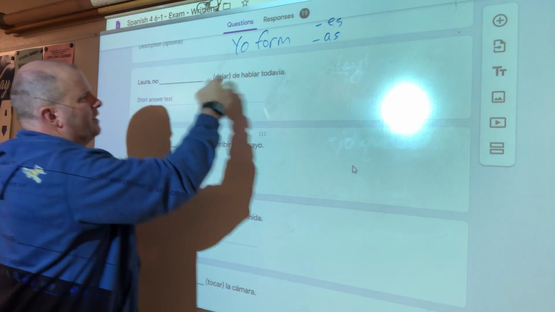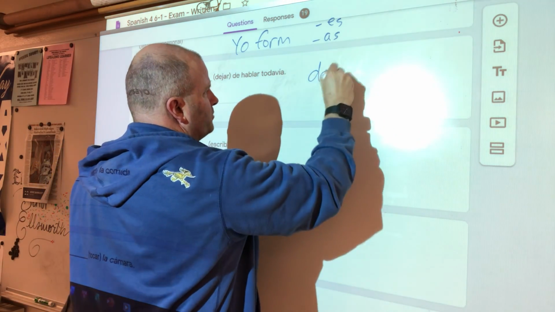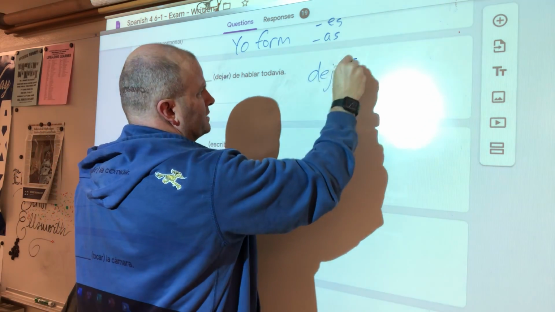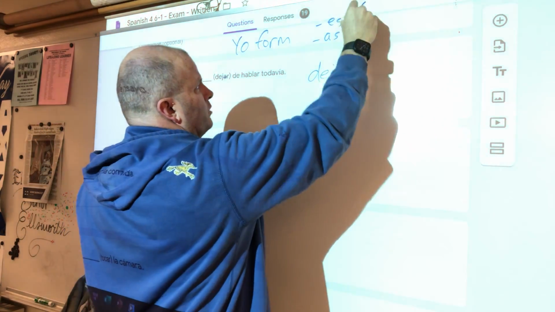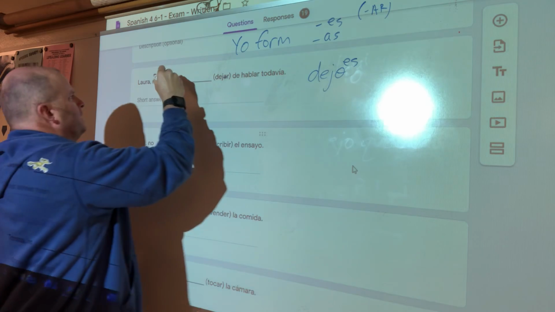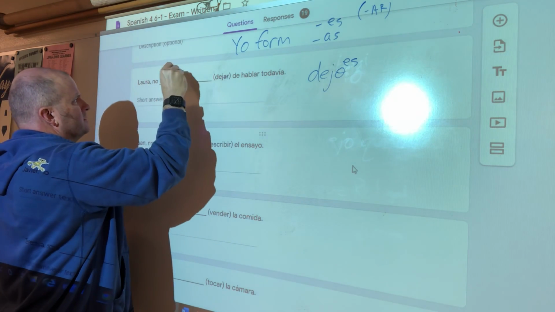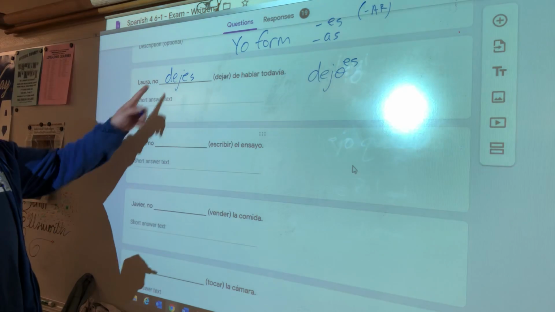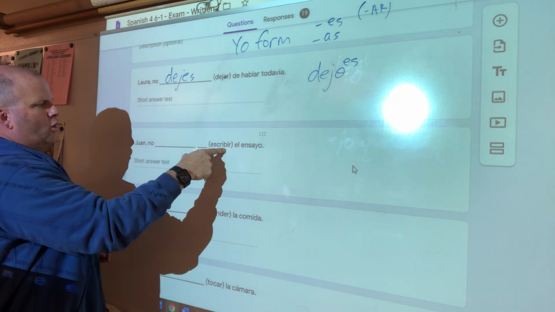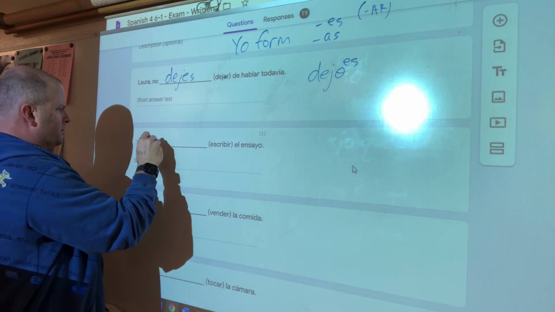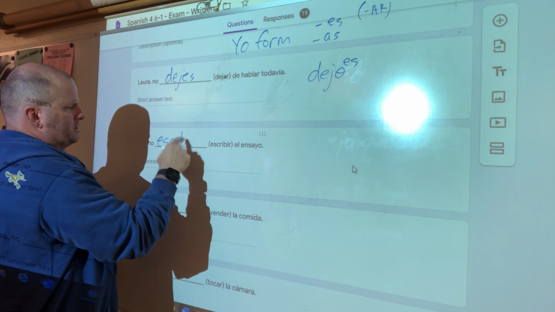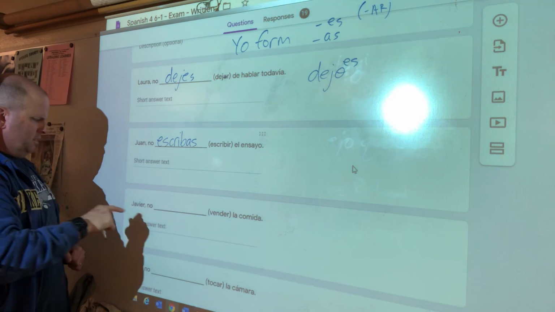So let's do this. Dejar is dejo. That's my yo form in the present tense. And because it's an AR verb, I'm going to change this to es, right? So AR verbs take the es, and then ER and IR verbs take the as. So my answer is dejes. I just go off of the yo form, and because it's an AR, I change the o to es. Here, escribo, and the IR is going to be the as. So I change the o to as: escribas.